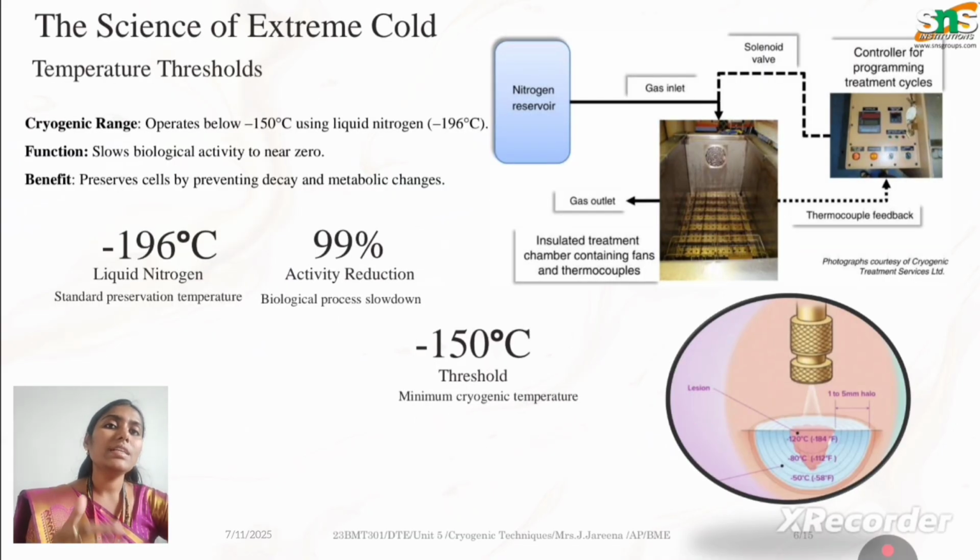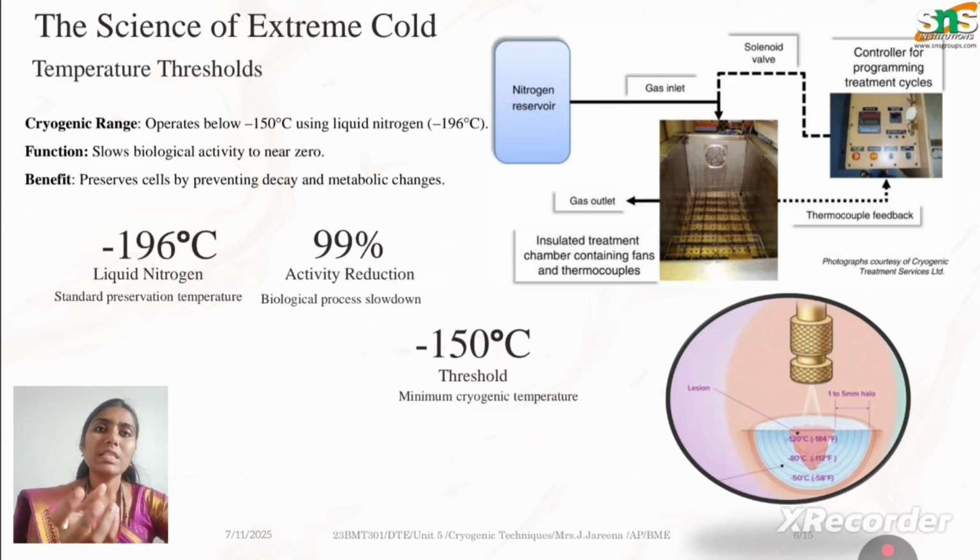Next we will see the working principle, that is the science behind these cryogenic techniques. The simple concept of this cryogenic technique is that we are going to use an optimum temperature, especially below, I mean, minus 150 degrees Celsius. This is the optimum threshold temperature. We are going to freeze the organs we want to store. That is the simple concept of cryogenic.